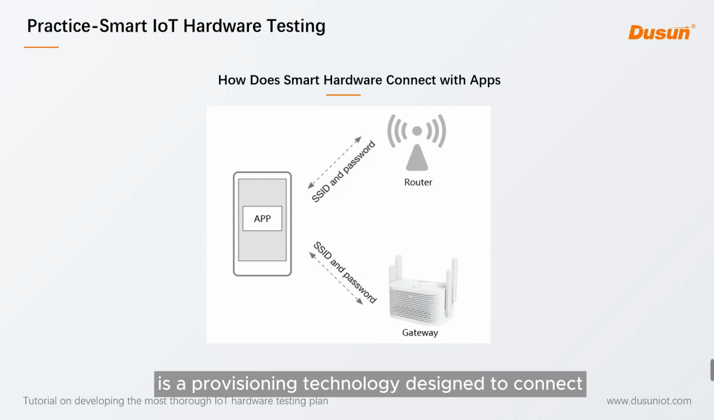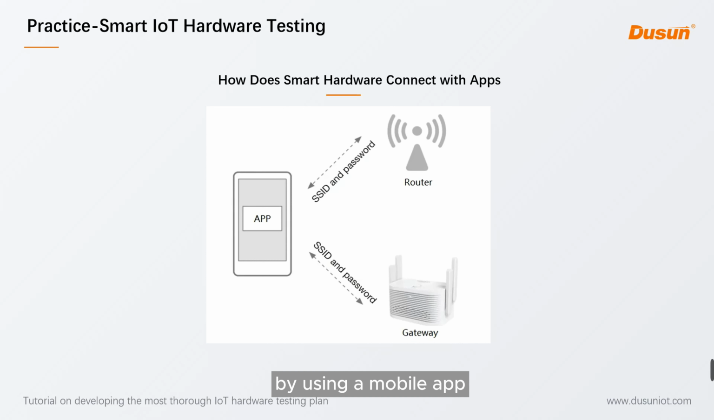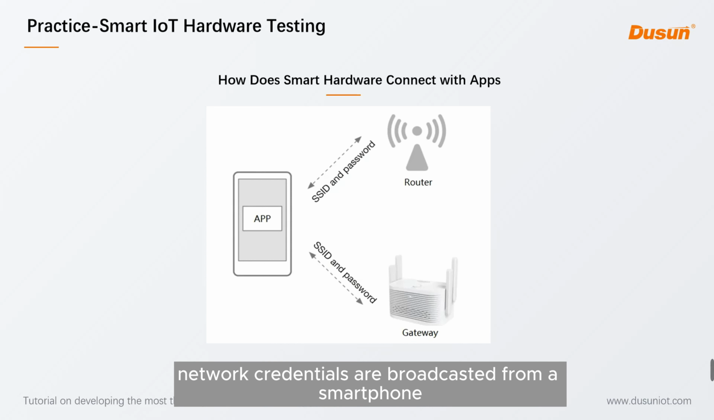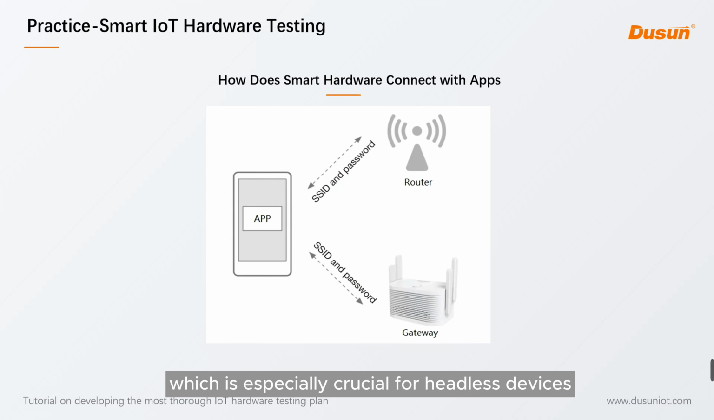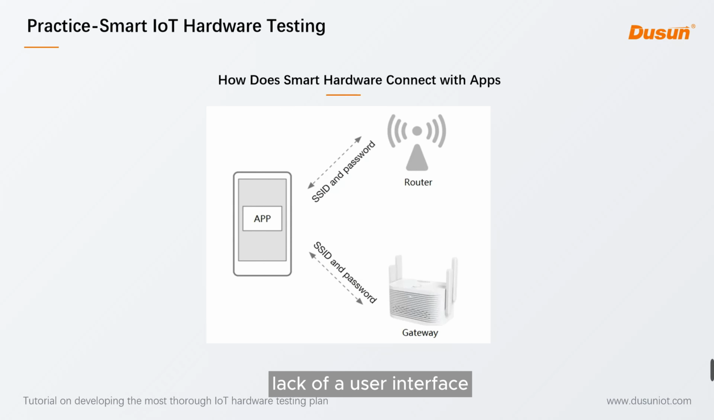Smart Config is a provisioning technology designed to connect new Wi-Fi devices to an existing Wi-Fi network by using a mobile app. Network credentials are broadcasted from a smartphone or tablet to an unprovisioned Wi-Fi device. This technology requires less knowledge of the SSID or password of an access point, which is especially crucial for headless devices and systems lacking a user interface.